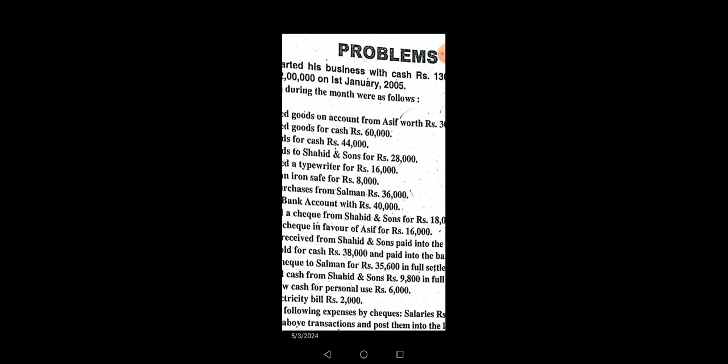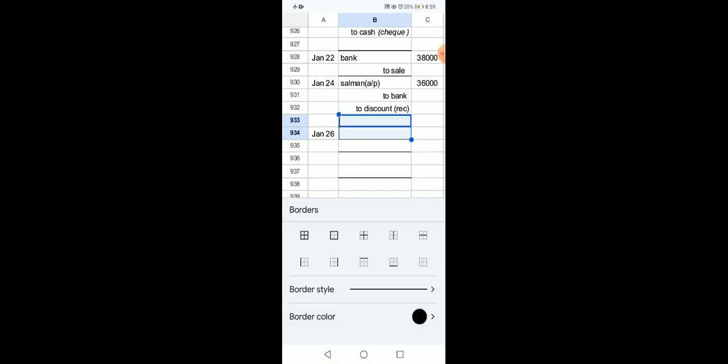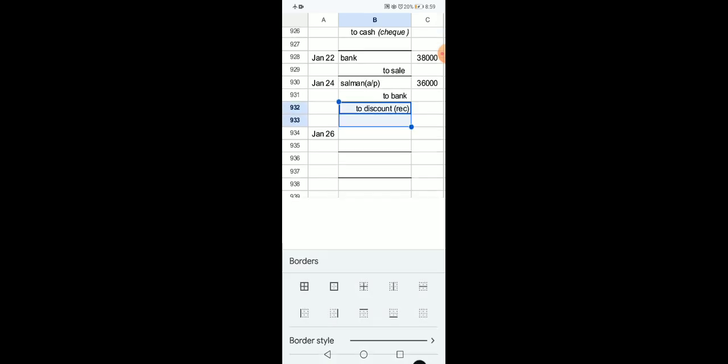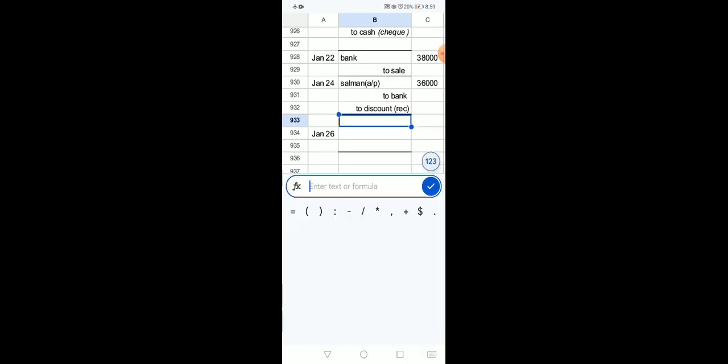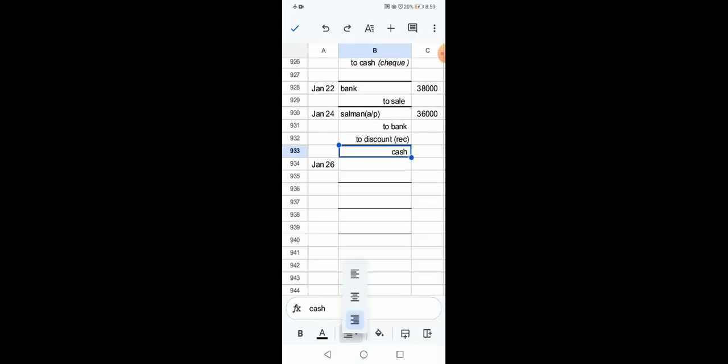So first of all, we see we are receiving cash from Shahid. We will generalize it first. When you are receiving cash, it means your cash in hand is increasing. Increase in cash in hand means your asset is increasing. Increase in asset should be mentioned on the debit side, so you will mention cash on the debit side. Hopefully you have understood.